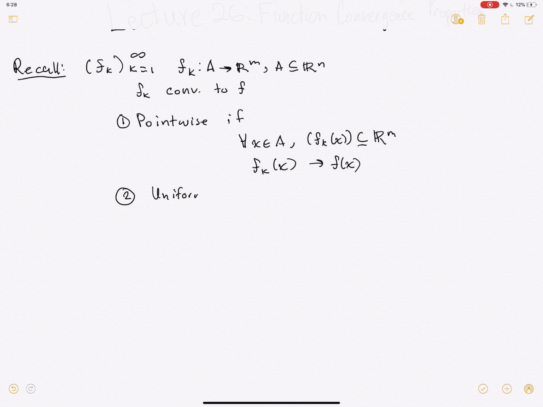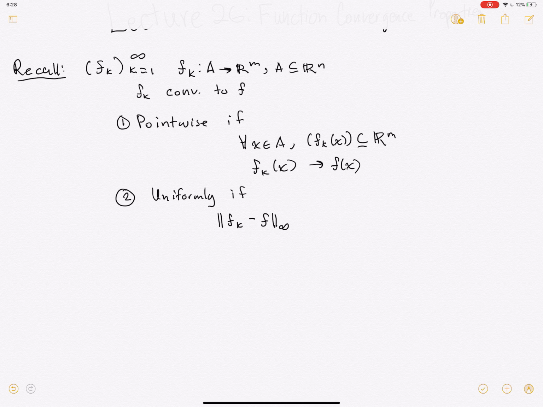or uniformly, if the supremum, the infinity norm or the uniform norm, which is defined as the supremum over x in A of |f_k(x) - f(x)|, goes to 0.